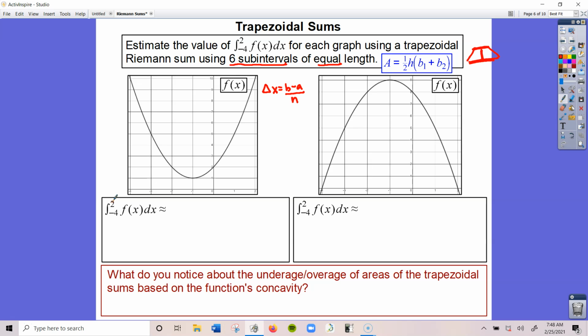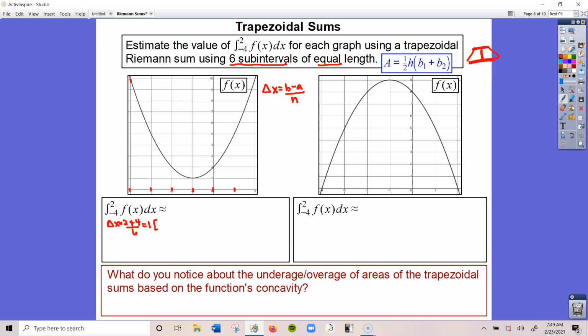So here we have 2 minus -4, so that would be our change in x. 2 minus -4 is 2 plus 4, divided by 6. So the height of each rectangle is going to be 1. So we're starting at -4, and then we're going to -3, to -2, to -1, to 0, to 1. Okay, so let's draw them in, and then we'll figure out what to write inside here.